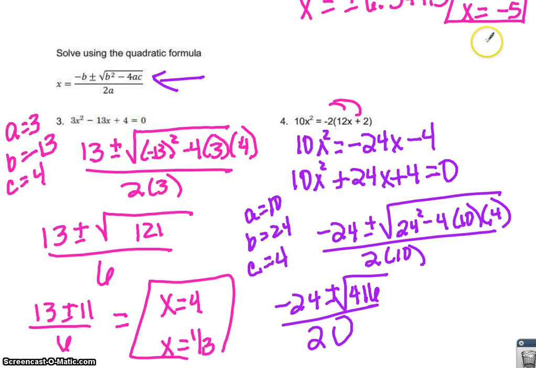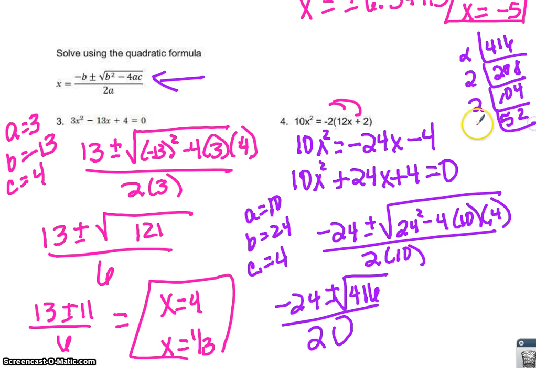Take your 416 somewhere and see what you can divide it by. It's even, so divided by 2 gives me 208. Divided by 2 gives me 104. Divided by 2 gives me 52. Divided by 2 gives me 26. Divided by 2 gives me 13. Pair them up and pull them out. 2 times 2 is 4.